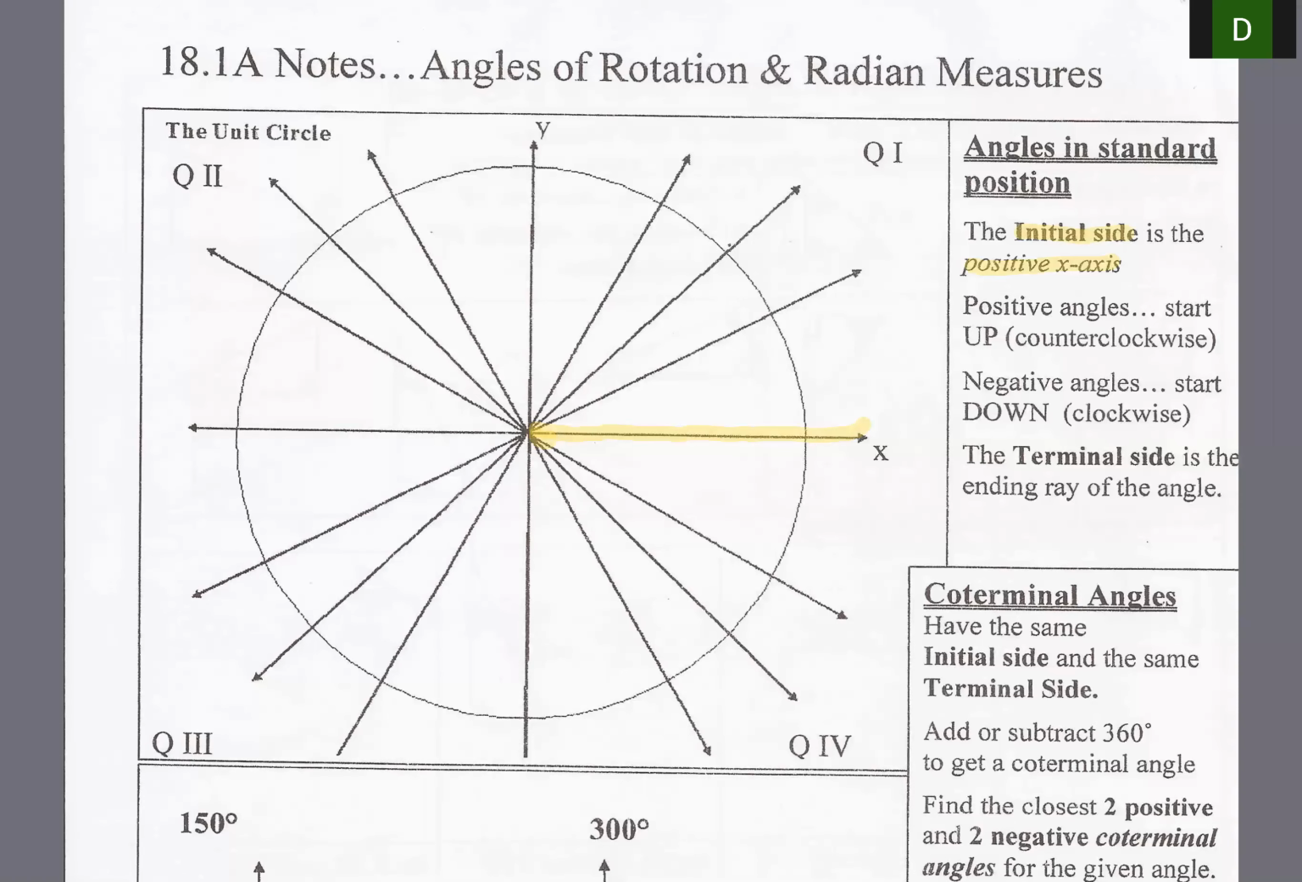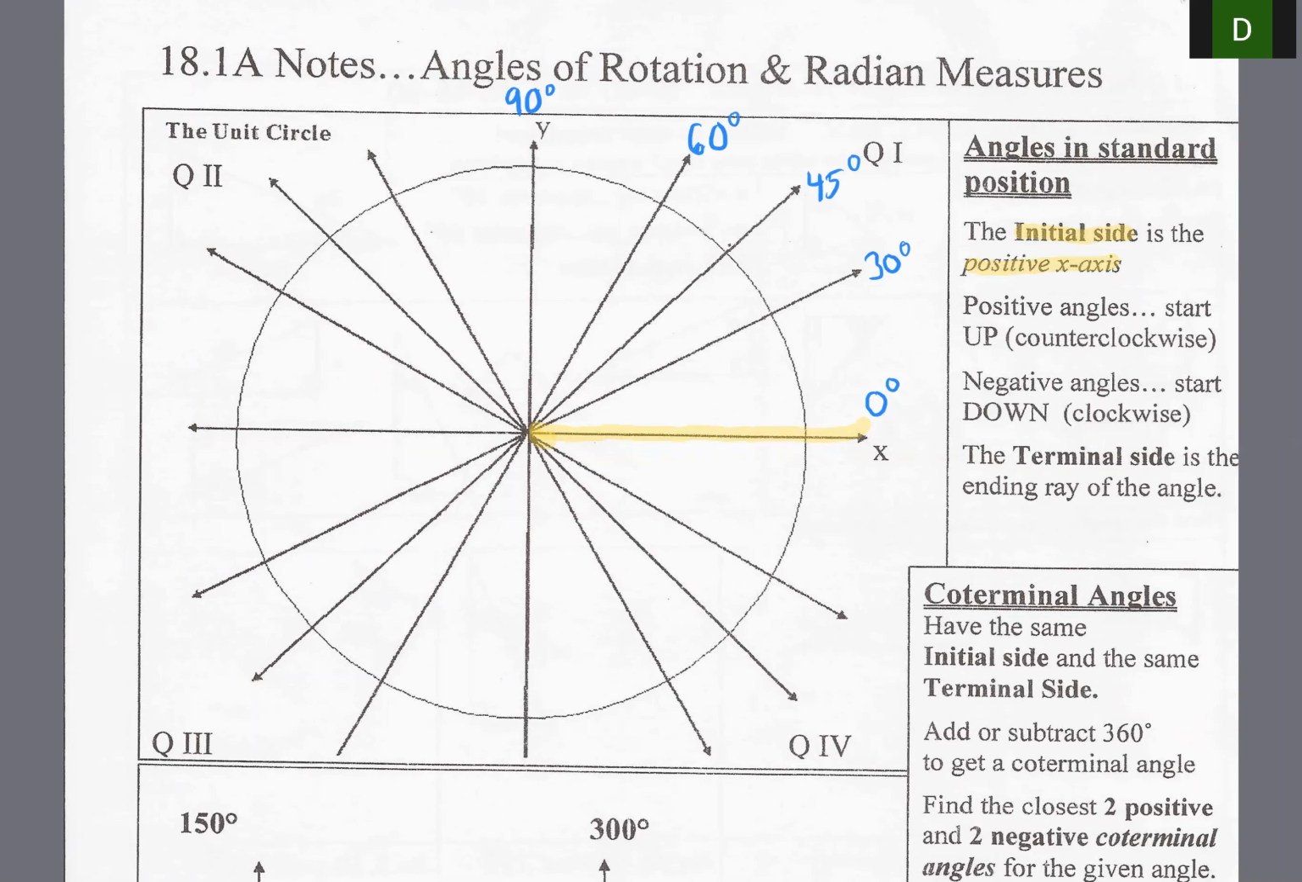So initial side is the positive x-axis. This is where you start. If you're on the positive x-axis, that's a 0 degree angle of rotation. The next one that we're going to look at is 30 degrees. These are all based off of special right triangles that we did in the previous lesson. So 30 degrees, 45 degrees, 60 degrees, and 90 degrees. Okay, so that's quadrant 1. So 0, 30, 45, 60, and then 90.